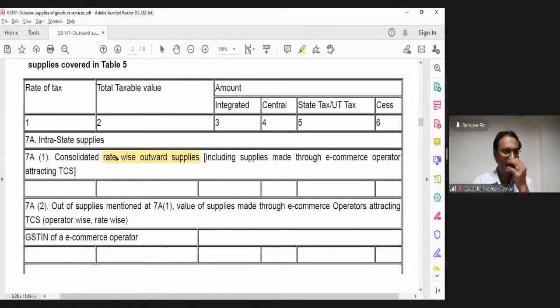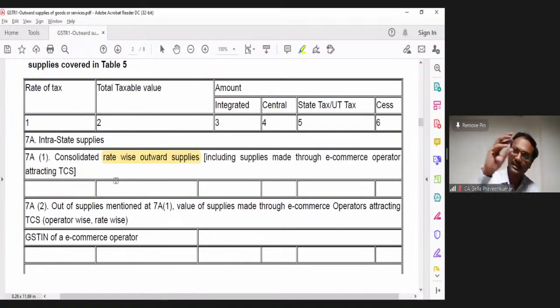So here, my consolidated rate-wise outward supply. When I say consolidated, supply, debit note, credit note, all these things I'll consolidate and bunch together. 12%, 18%, 5%. If it is job work, I have to club it together. So can I club goods and services together? The answer is yes. Reason: they say rate-wise.